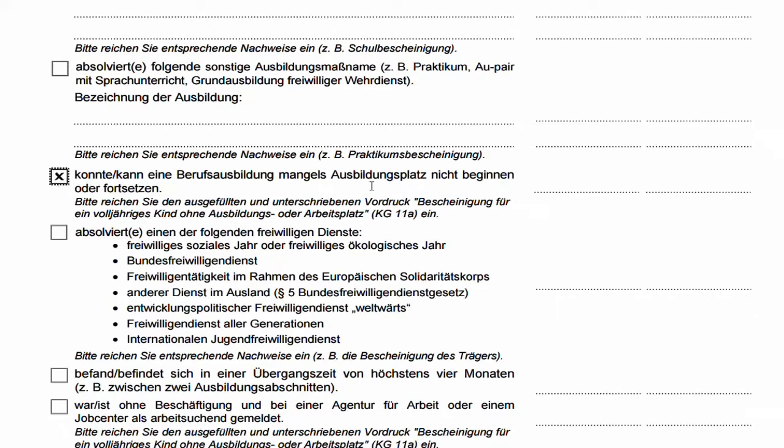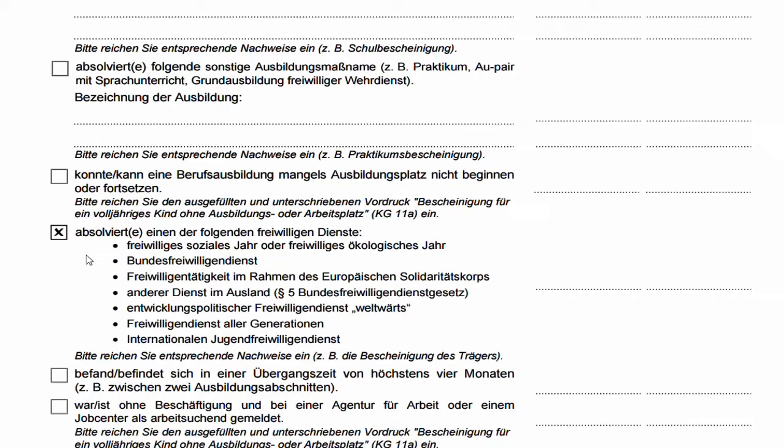And in this case, you have to fill in the form named Bescheinigung für ein volljähriges Kind ohne Ausbildungs- oder Arbeitsplatz, or KG 11a, and send it together with this form to the Familienkasse. If he or she is doing one of the following voluntary services, you mark here with a cross.